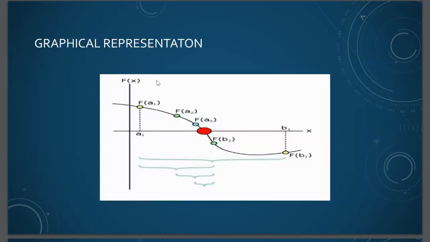This is the graphical representation. We start with A1 and B1, then we find the midpoint, that is (A1 + B1)/2. From the midpoint, we again find f(A2) and f(B2), then the midpoint, then f(A3) and f(B2). Through that we will find this value, that is the optimized value.